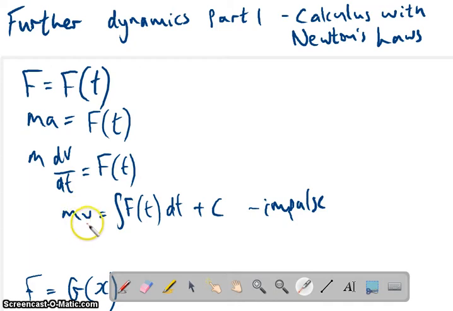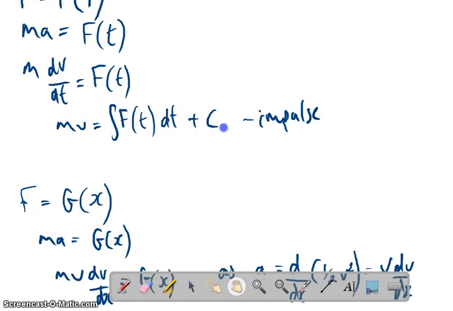So mv is the integral of the function with respect to time plus whatever constant. Now that's the idea of impulse. Okay, the integral of a force, or the area of a force-time graph, is equal to the momentum, or the change in momentum. So you may recognize that from before.